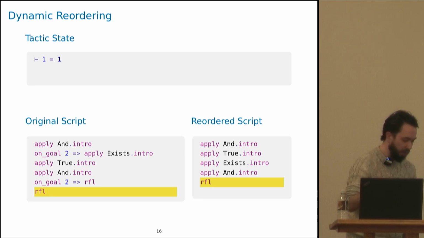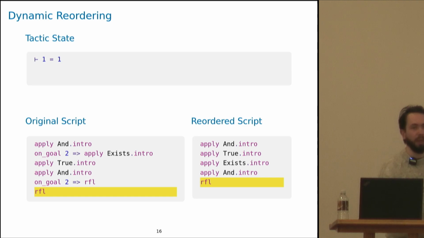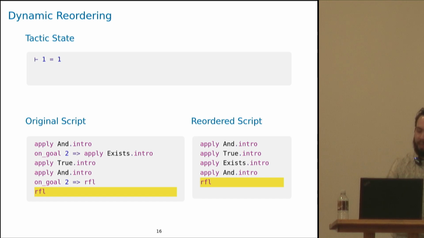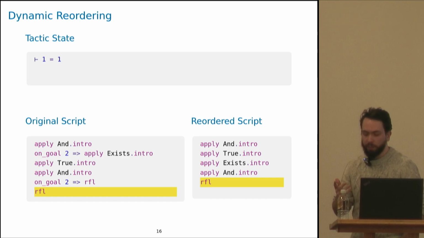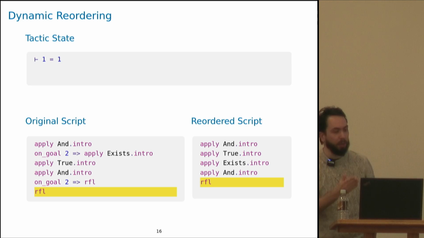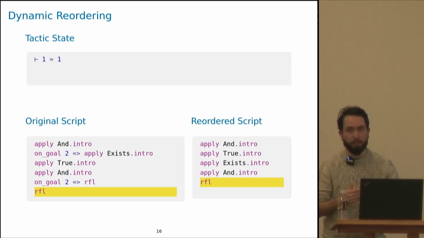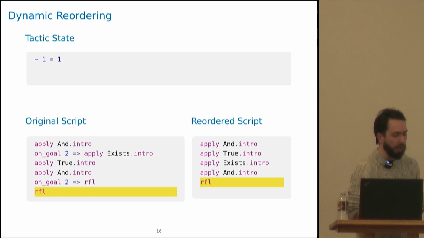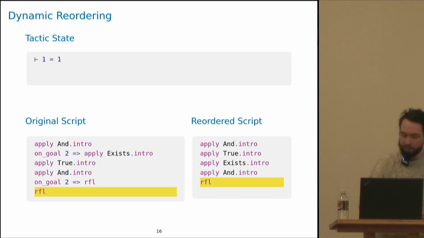And indeed, in the paper, there is an evaluation where I try this script generation functionality on all the 6,000 Aesop calls in MathLib. So I generate scripts for all of them. And it turns out that the dynamic reordering is slower because it does need to re-execute some tactics, but it is still within acceptable bounds. Most dynamic reordering calls are still relatively fast.